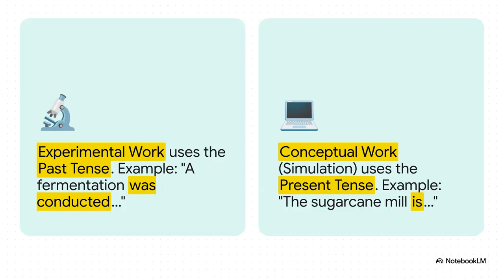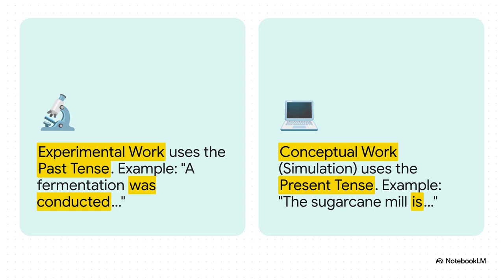Okay, this next one is a little nerdy, but it's so important for precision: verb tense. It seems small, but it's a huge signal. If you actually did something in a lab, you use the past tense. A fermentation was conducted. It happened, it's done.